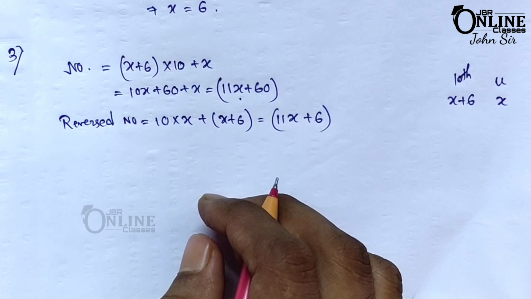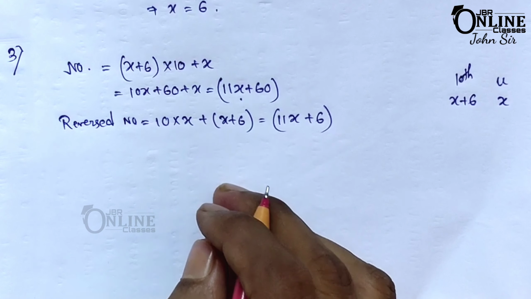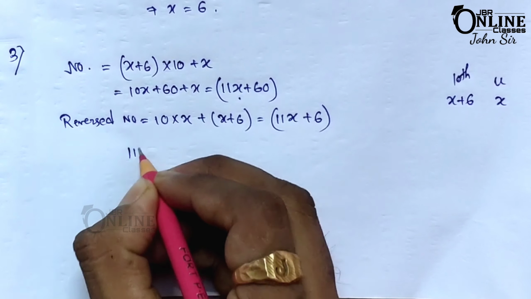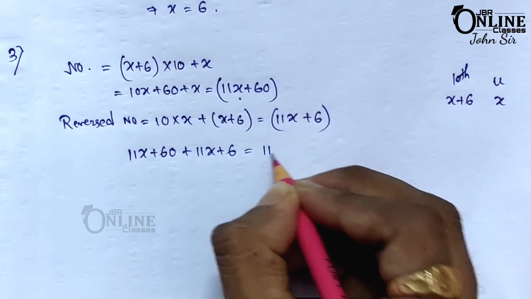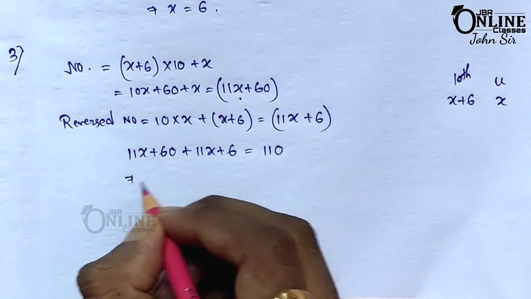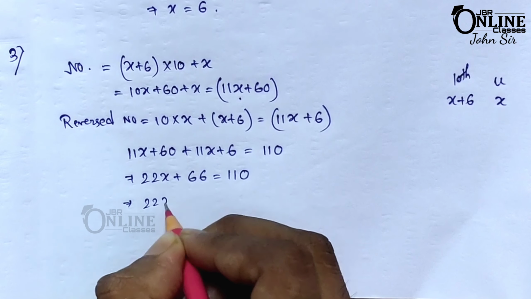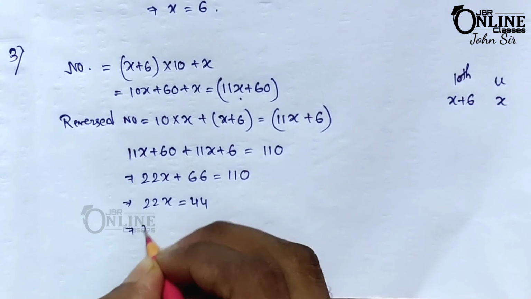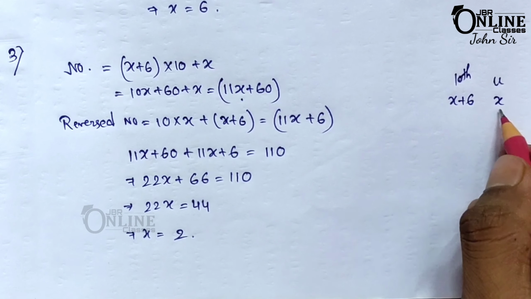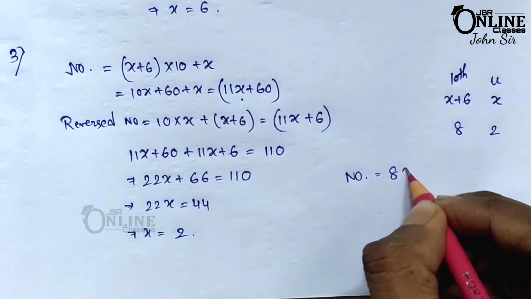Now here the condition, the sum of a number of 2 digit and of the number formed by reversing that equal to 110. So it will be 11x plus 60, then 11x plus 6 that equal to 110 according to the problem. So it will be 22x plus 66 that equal to 110. So 22x that equal to 110 minus 66 and that equal to 44. So that means here x equal to 2. So if x equal to 2, then this one equal to 2 plus 6, 8. So the number will be 82.